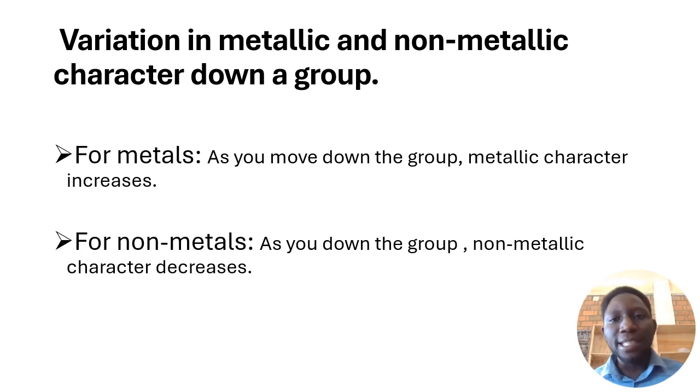Variation in metallic and non-metallic character down a group. We are going to focus on group. Remember, a group is a vertical column. For metals, as we move down the group, the metallic character increases. For non-metals, as you go down the group, the non-metallic character decreases.